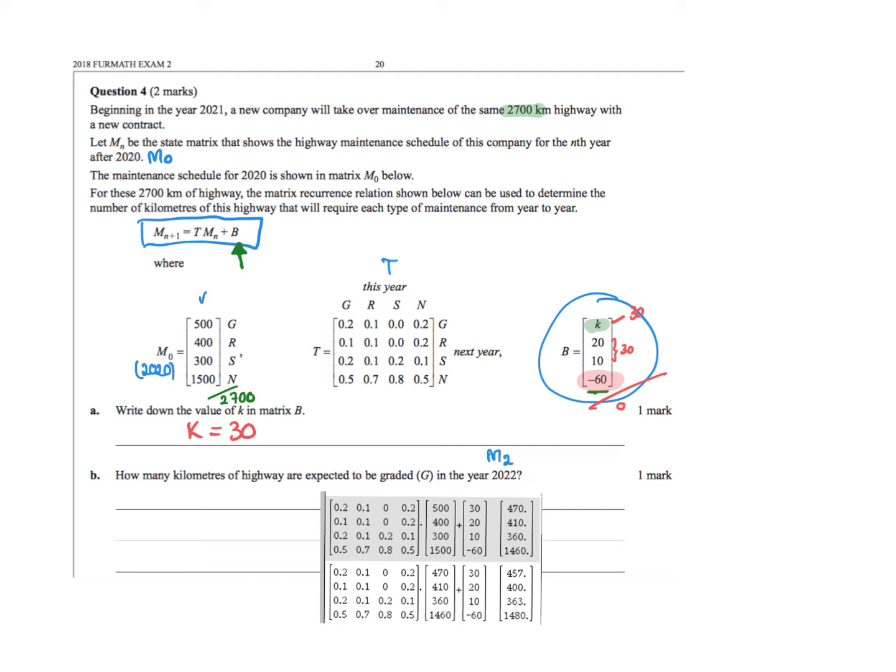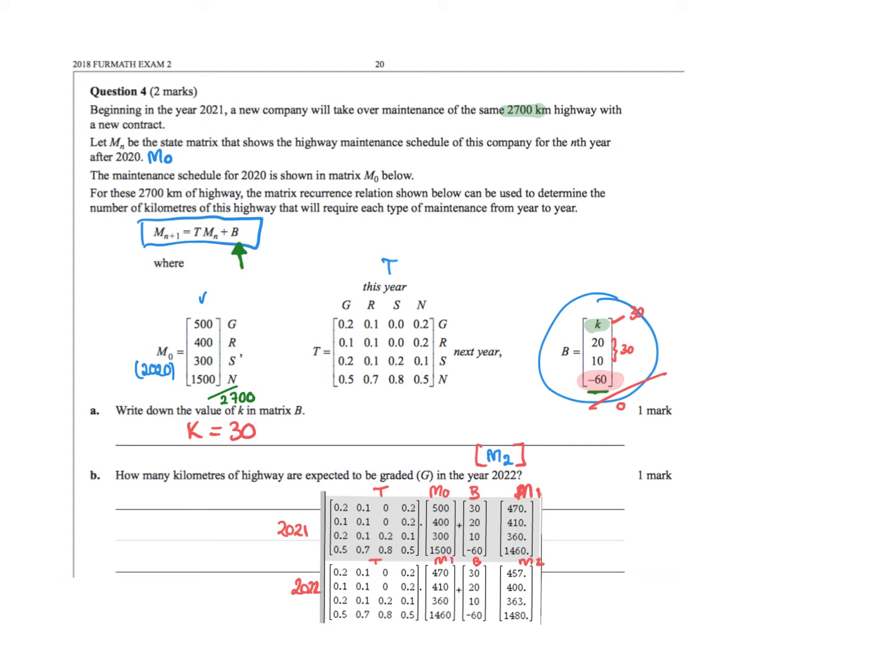So that would be state 2. So we've got to do the formula. You can see here I've done the transition times M0, which was our original, plus our B, and we get this, and this would be M1. Then we put M1 down in this formula again. So this was 2021, and this is me finding 2022, and then there's plus the B, so this is M2.